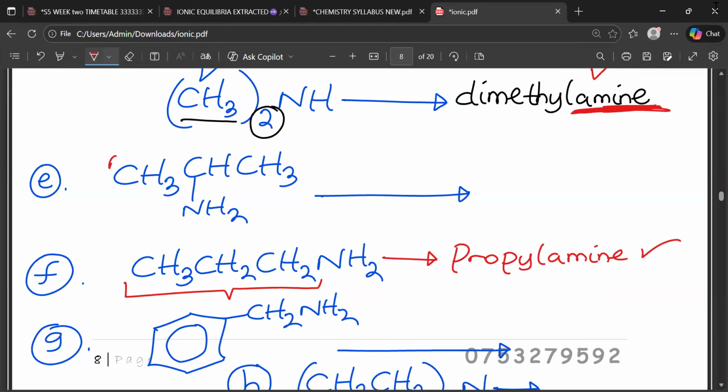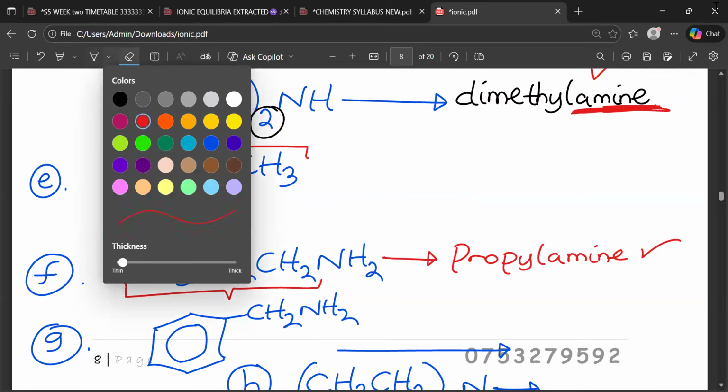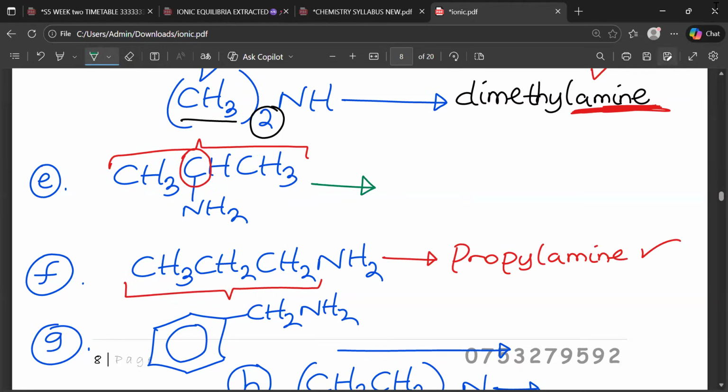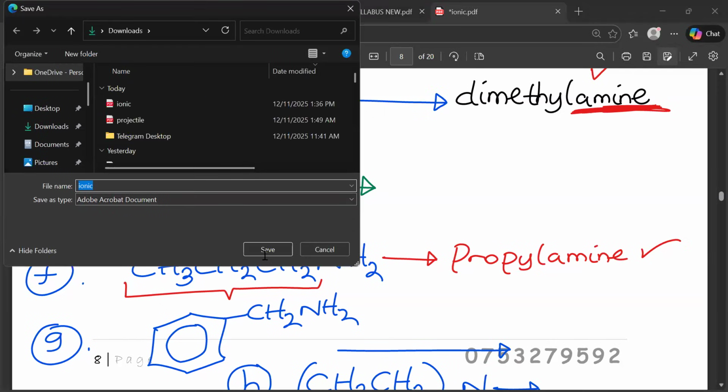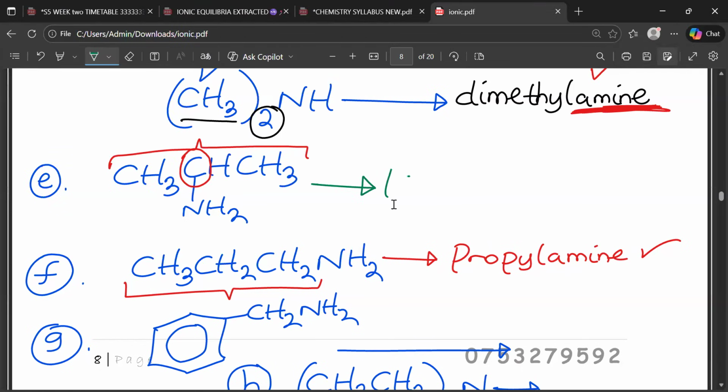But do you see that these ones are also 3 carbons? And the amino group is touching the carbon in the middle. So that's what they call isopropyl. Isopropylamine. Why? There are also 3 carbons, but the amino group is not at the end. It's in the middle. And the moment it's in the middle, those are what they call isomers. So it's isopropylamine. They will not even set it, but it is something you can brag about.